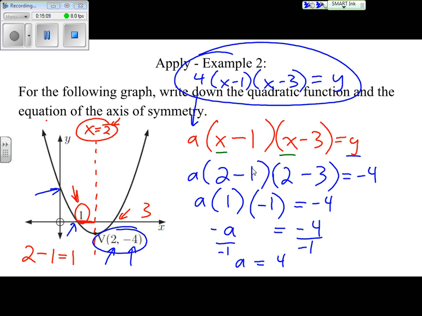All right, so that was graphing quadratics, or starting with graphs of quadratics, and then using those graphs to actually write the equations of our quadratic functions, as well as finding the equations of our axis of symmetry.